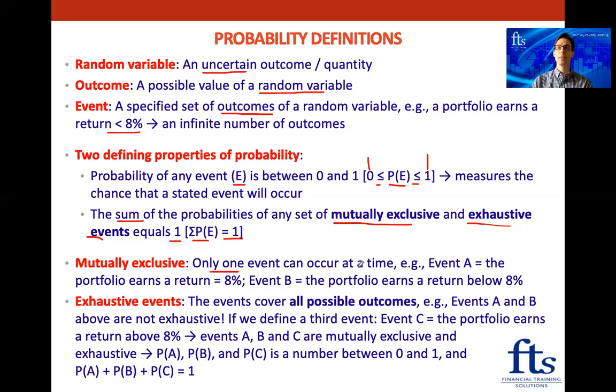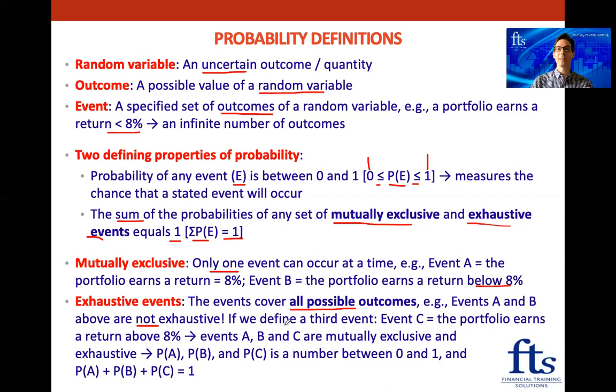So we've got the example here. Event A is that the portfolio has a return of 8%, and event B is that the portfolio earns a return below 8%. Of course, A and B can't happen at the same time, so that's going to be mutually exclusive. And then exhaustive means the events cover all possible outcomes. So the events A and B are not exhaustive. Why? Because, of course, we could get more than 8%.